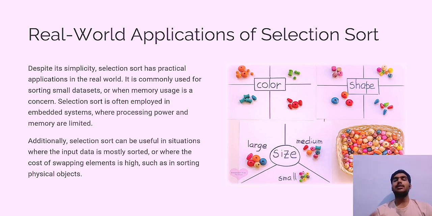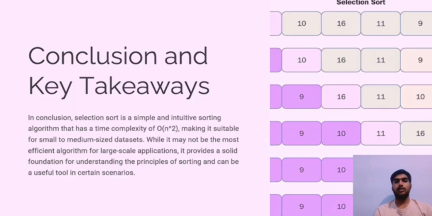Real world applications of selection sort. Despite its simplicity, selection sort has practical applications in the real world. It is commonly used for sorting small data sets or when memory usage is a concern. Selection sort is often employed in embedded systems where processing power and memory are limited. Additionally, it can be useful where the input data is mostly sorted or where the cost of swapping elements is high, such as in sorting physical objects.